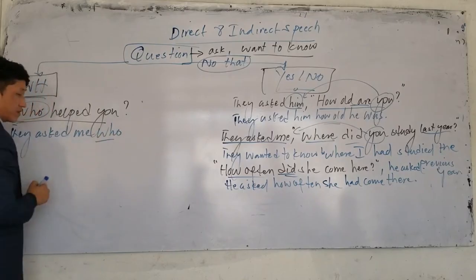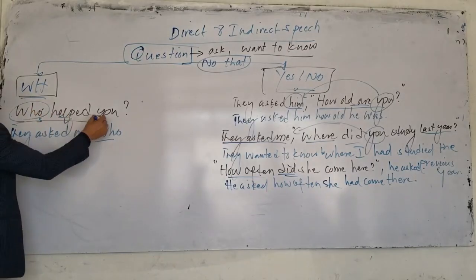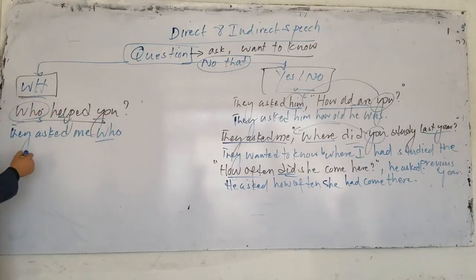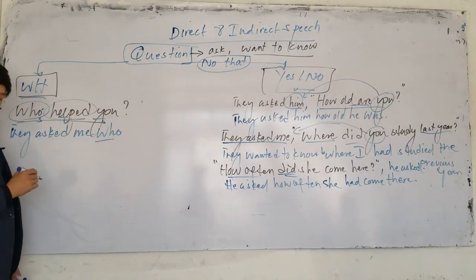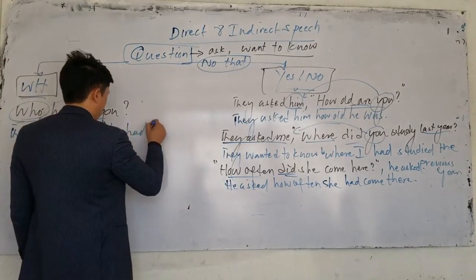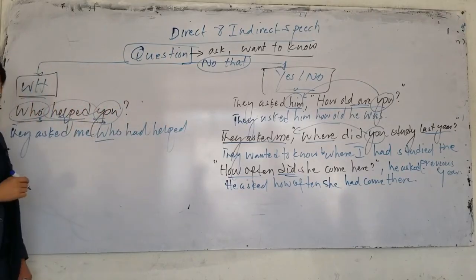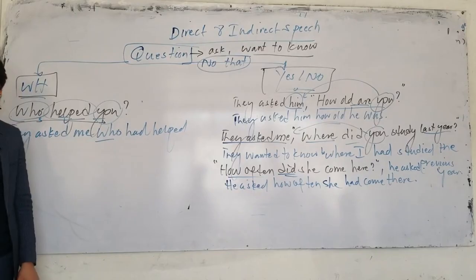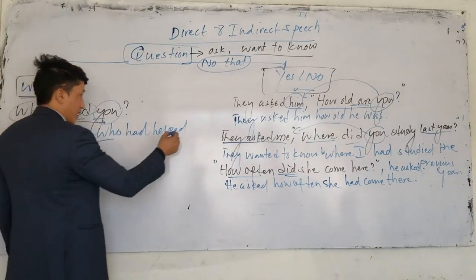What is the subject? Subject is also what? Who. Subject here is who, and this is the verb, this is the object. So subject is again who, we just change the verb. What tense is this? Simple past. Simple past changes to past perfect. Who had helped. Now you is a pronoun. You is the second person. Second person changes according to the object. You becomes me. Who had helped me.